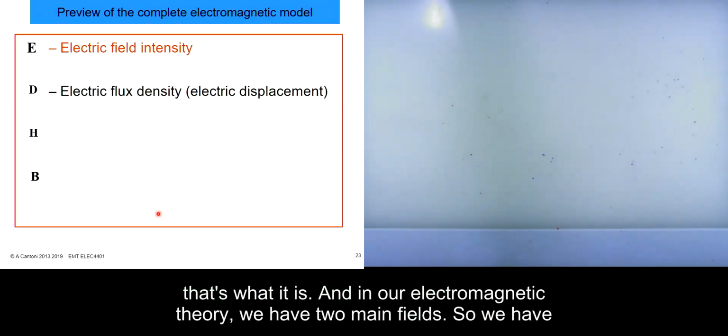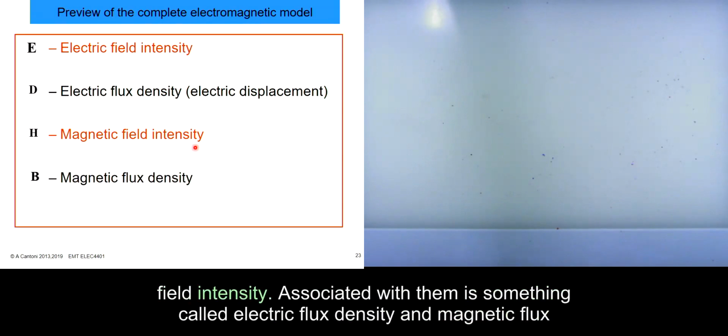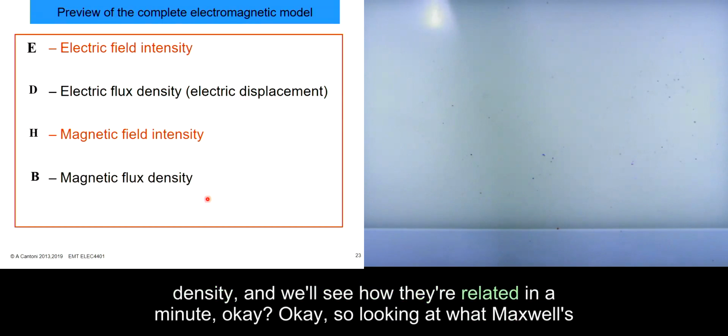And in our electromagnetic theory, we have two main fields. We have something called the electric field intensity, and we also have something called the magnetic field intensity. Associated with them are the electric flux density and the magnetic flux density. We'll see how they're related in a minute.